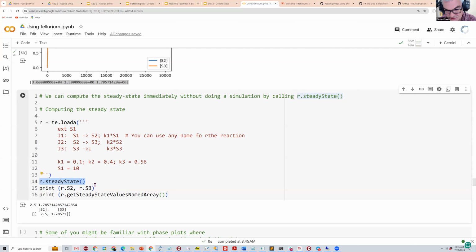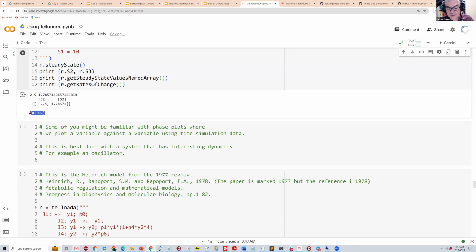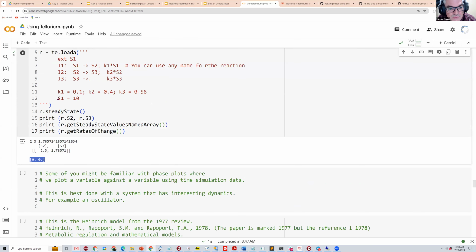Yeah, so the system now is in steady state. So S2 and S3 are now different from what they were. Just to emphasize, the initial conditions are S2 equals 0 and S3 equals 0, okay? They were both at 0 at the beginning. They're not at 0 anymore. They're at 2.5 and 1.78.